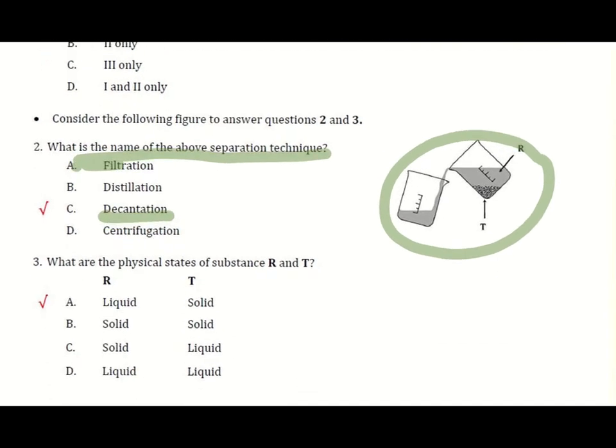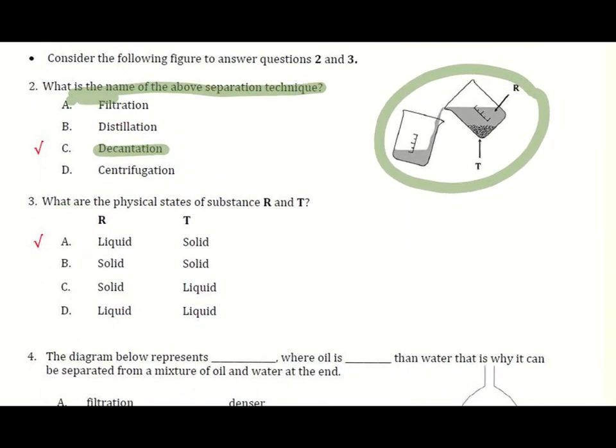Next question. What are the physical states of substance R and T? It's very clear that R is liquid, right? And T is solid. So we will choose here: R is a liquid while T is solid.